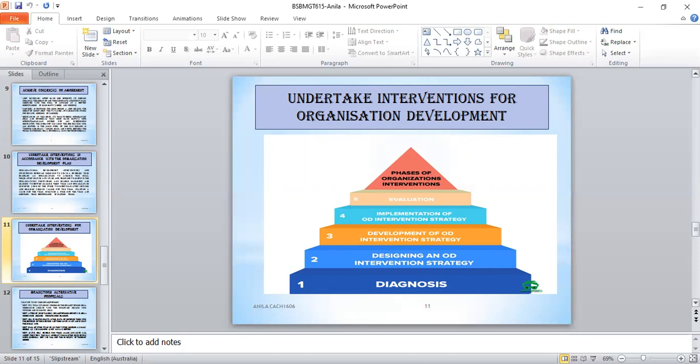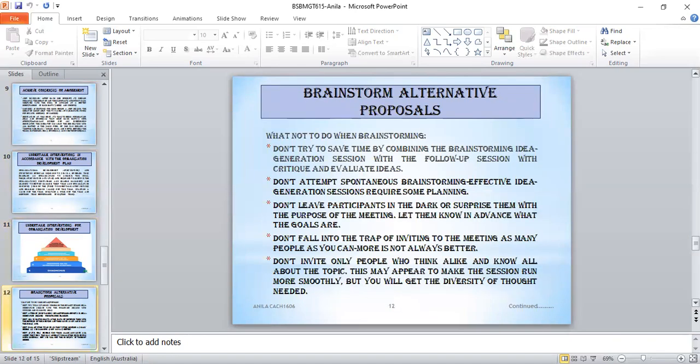First, we have to diagnose the intervention required. Then we have to design the intervention strategy. Thereafter comes the development stage of the intervention strategy, then the implementation stage, and finally the evaluation or monitoring stage. And then comes the brainstorm alternative proposals.